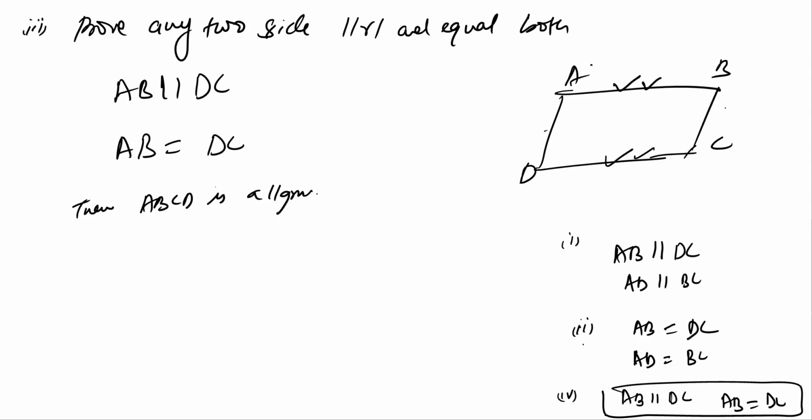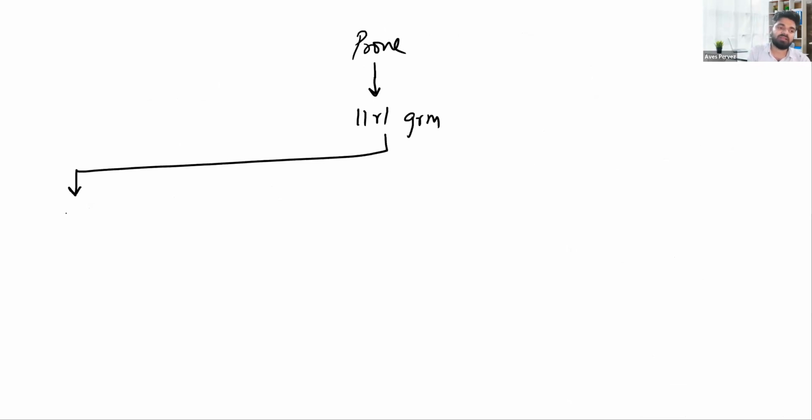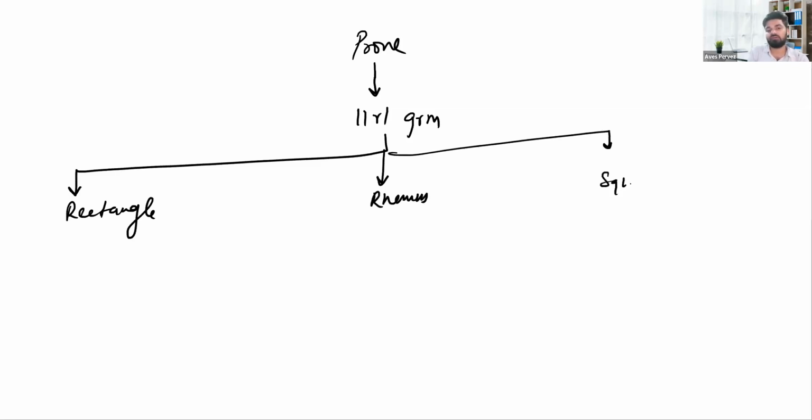Okay. Now moving to the next part. For example, now how to prove, if you have proved the quadrilateral as a parallelogram, then if you need to prove this parallelogram as a rectangle, prove a parallelogram as a rhombus, and prove a parallelogram as a square.